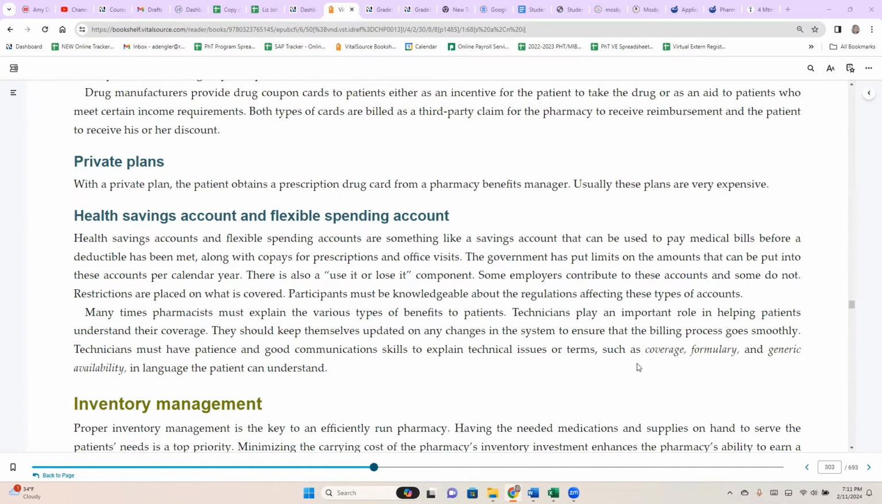Health savings accounts and flexible spending accounts are something like a savings account that can be used to pay medical bills before a deductible has been met, along with copays for prescriptions and office visits. The government has put limits on the amounts that can be put into these accounts per calendar year. There's also a use it or lose it component. Some employers contribute to these accounts and some do not. Restrictions are placed on what is covered. Participants must be knowledgeable about the regulations affecting these types of accounts. Many times, pharmacists must explain the various types of benefits to patients. Technicians play an important role in helping patients understand their coverage.